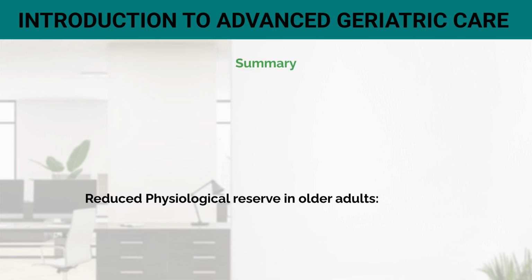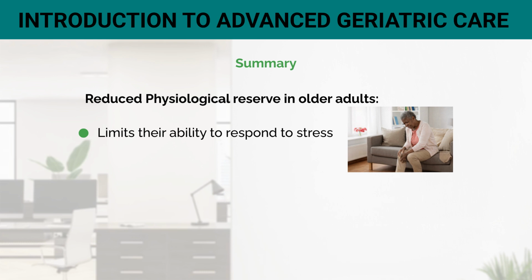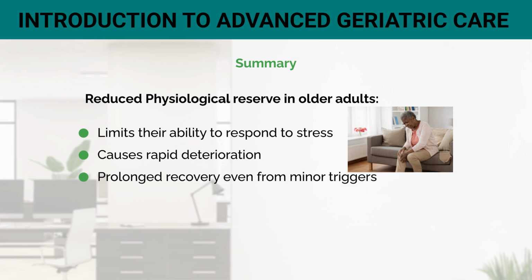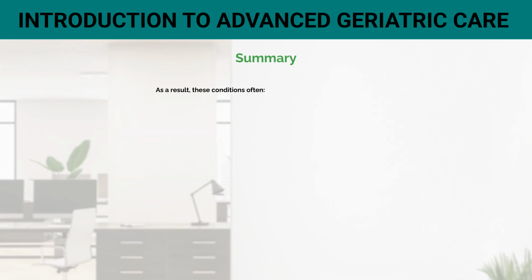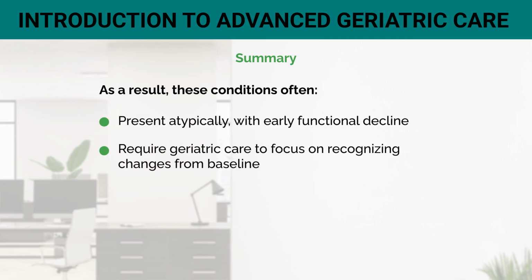In summary, reduced physiological reserve in older adults limits their ability to respond to stress, causing rapid deterioration and prolonged recovery even from minor triggers like dehydration or infection. As a result, these conditions often present atypically with early functional decline, requiring geriatric care to focus on recognizing changes from baseline and anticipating risks to enable timely intervention.